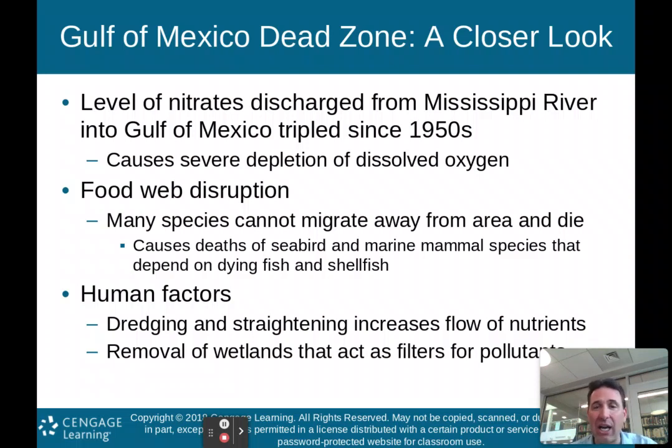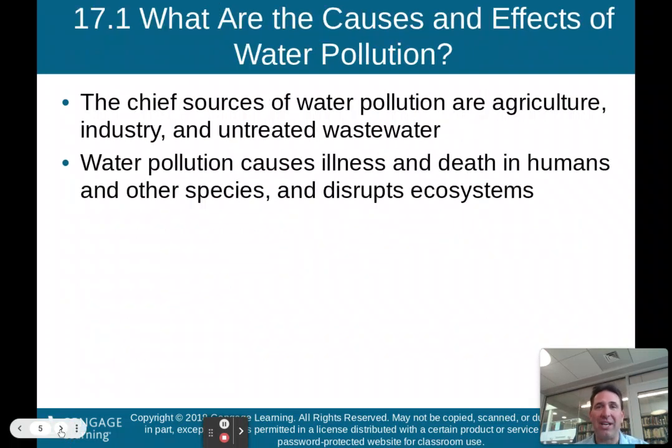Human factors. Dredging and straightening increases the flow of nutrients, and there is the removal of wetlands. We've talked about this before, that wetlands act as a filter for pollutants. Because we're removing those wetlands, a lot of those pollutants do not get filtered out and then end up in the Gulf of Mexico, and then that dead zone is created.